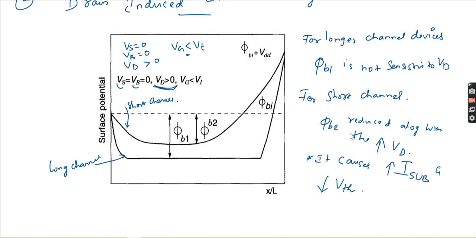Okay, so now we can see this. What we got is phi BA, which is nothing but your surface potential, plus VDD. So this is the surface potential for long and short channel devices for VD greater than 0. This is the drain induced barrier lowering, which we already studied.